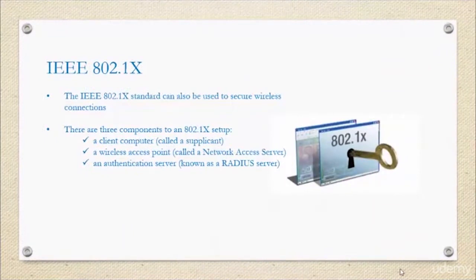All right, so lastly, we're going to talk about 802.1x. It's a standard that's used to secure wireless communication. Now, there are three basic components within this type of setup, all right? First, you've got the client computer, which is called the supplicant. Then we have a wireless access point, which is called a network access server. And then you have a RADIUS server, which is going to be responsible for authentication.